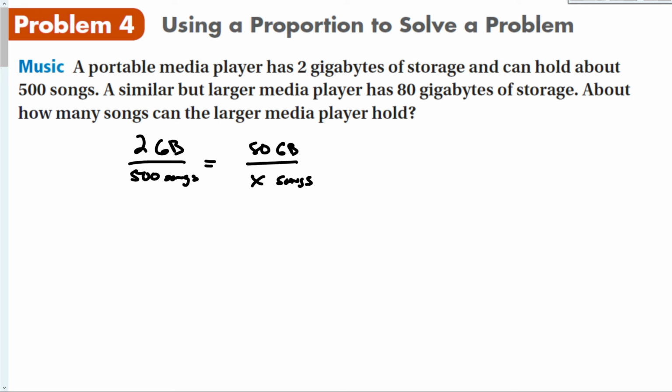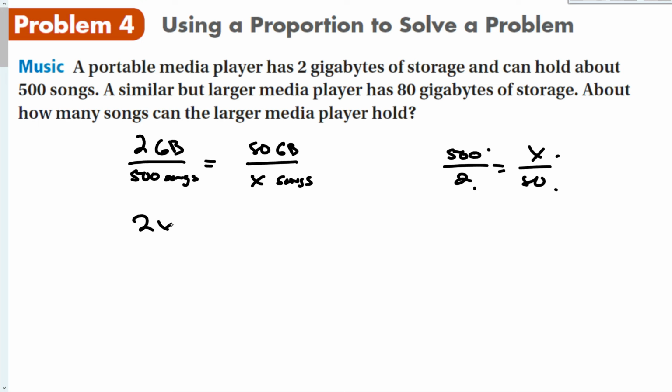Now, is this the only way to solve it? No. I could have put 500 on the top, 2 on the bottom. Now I just have to make sure that the X goes up on the top and the 80 on the bottom. Gigabits, songs. So just make sure that the stuff on each level matches.